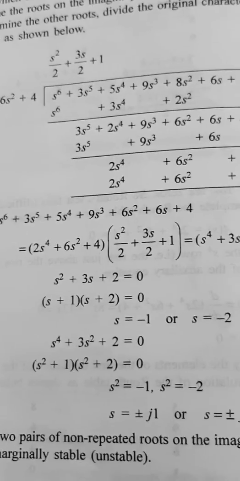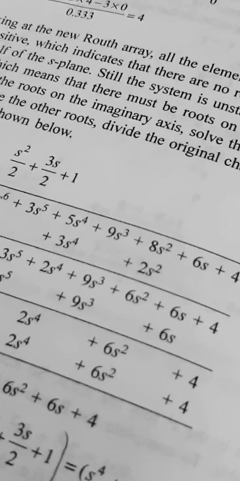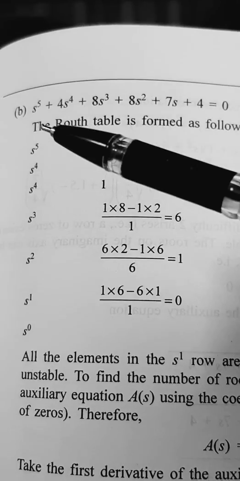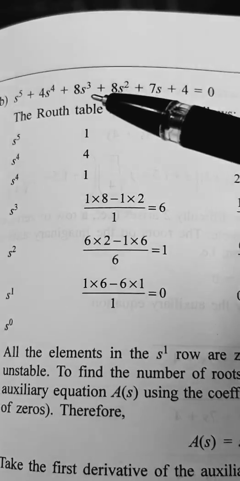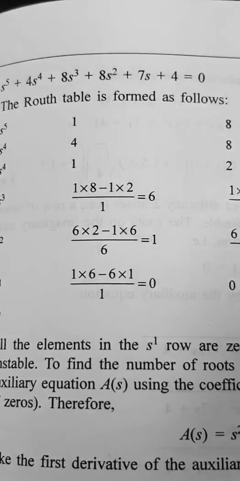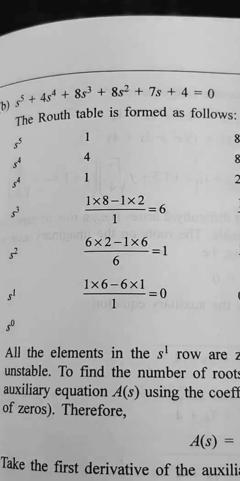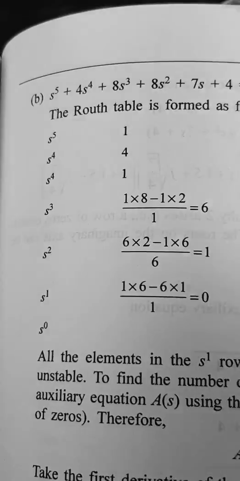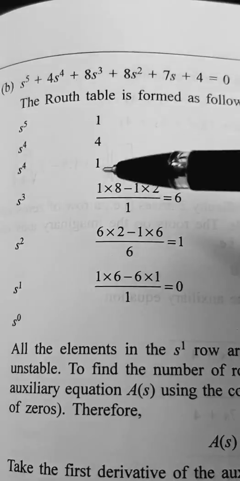So here there are pairs of roots. So the system oscillates and it's marginally stable. Now we'll see the next example. s raised to 5 plus 4s raised to 4 plus 8s raised to 3 plus 8s raised to 2 plus 7s plus 4 is equal to 0. The order of this equation is 5, so it starts from s5 to s0.